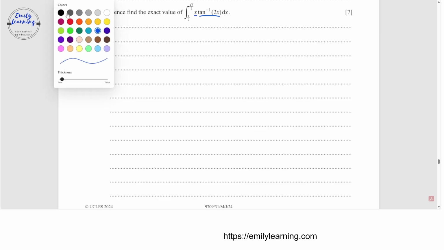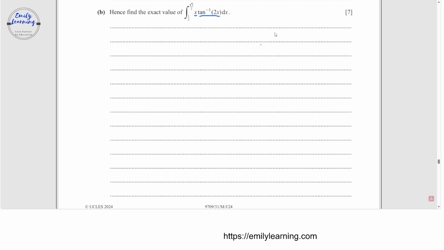So we have the integration of u dv/dx equals uv minus the integration of v du/dx, right? So we need to let one of them be u and the other one be dv/dx. The one that we can only differentiate, we'll let it be u. The one that we can integrate, we'll let it be dv/dx. So we will let dv/dx be equal to x, and I'll let u be tangent inverse 2x.